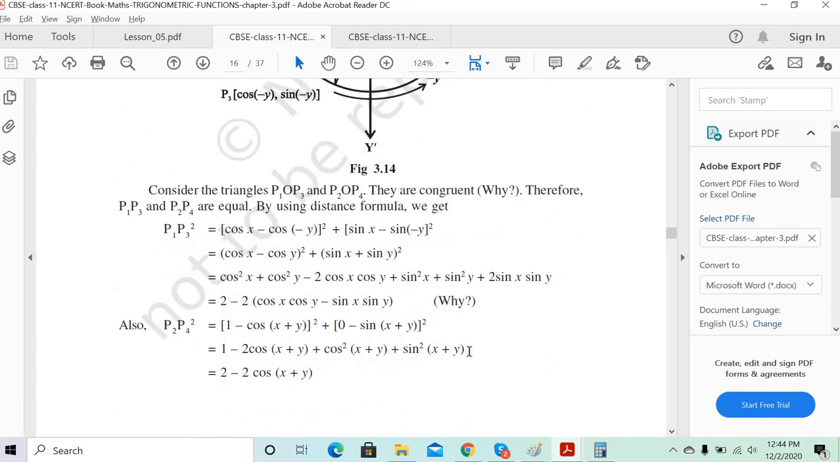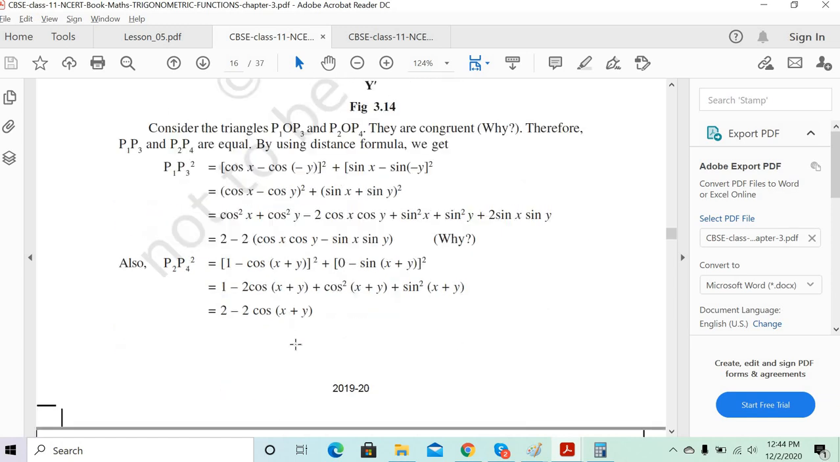Yeah, Tanisha, what answer did you get now? So the distance P1P3 whole square I got as 2 minus 2 the whole cos x cos y minus sin y. Excellent. Perfect. Now you do P2P4 whole square also, and then we'll equate both. You already did it? Good.